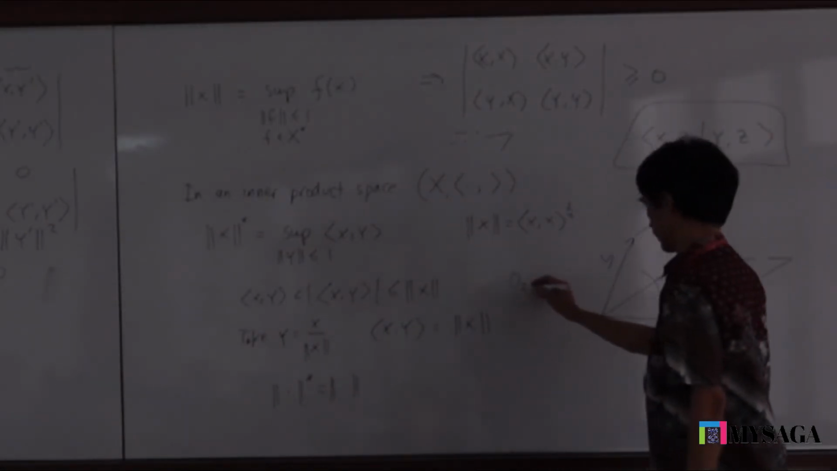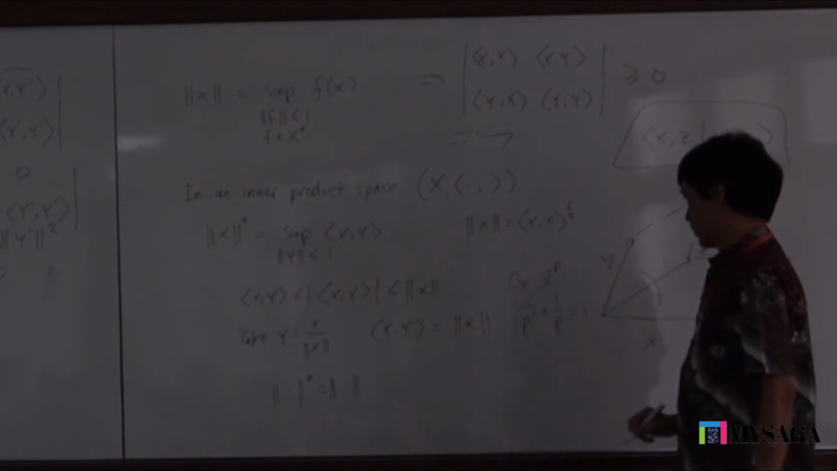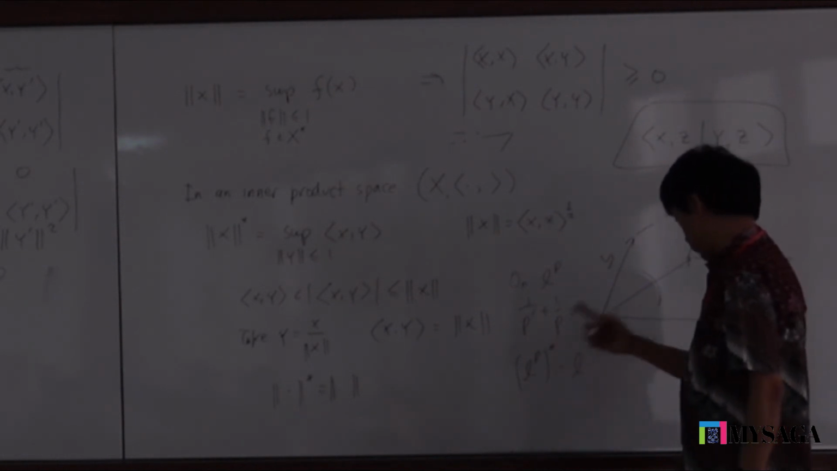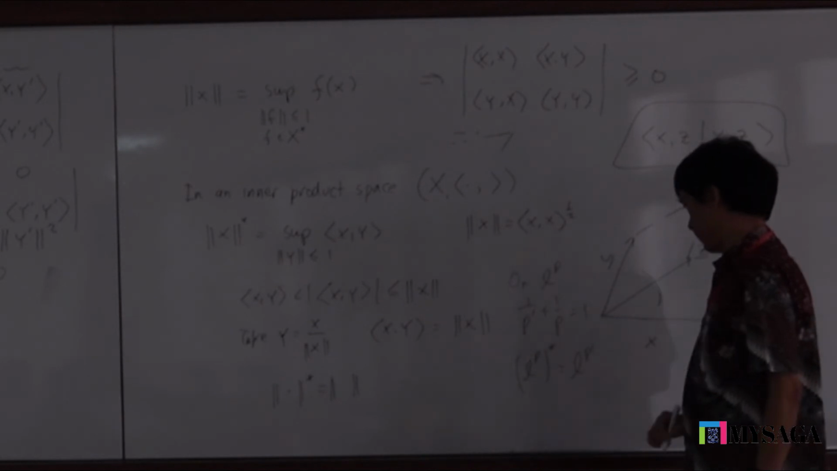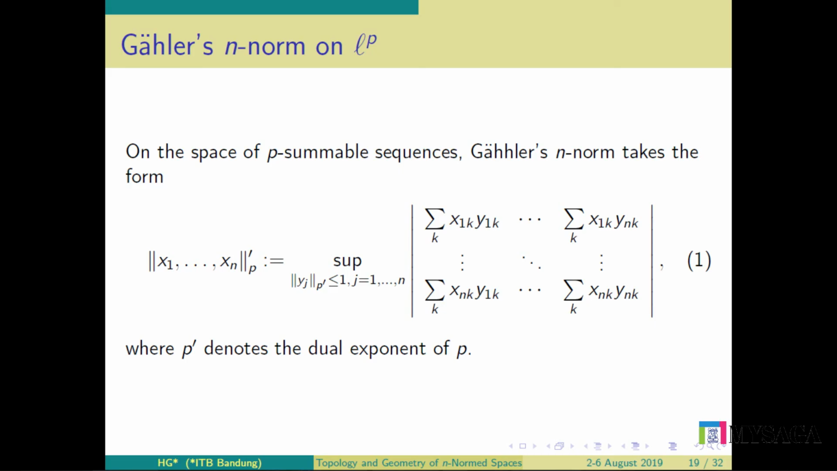So on LP we have P prime, 1 over P prime plus 1 over P equals 1. So LP prime is LP dual. LP dual is LP prime. F1 computed at x1 is given by this sum and so on. So we have here the sum of the products of x1 and y1, and so on, here x1 and yn, and there we have the product of x1 and y1, and here xn and yn.